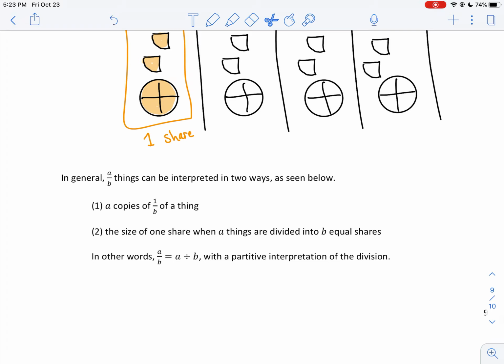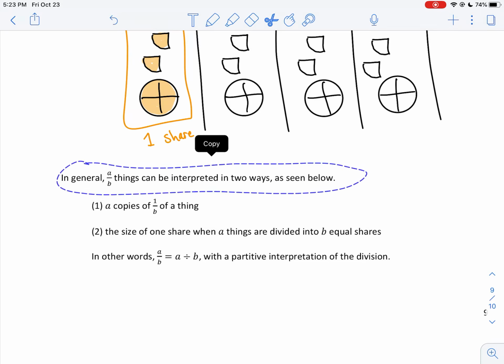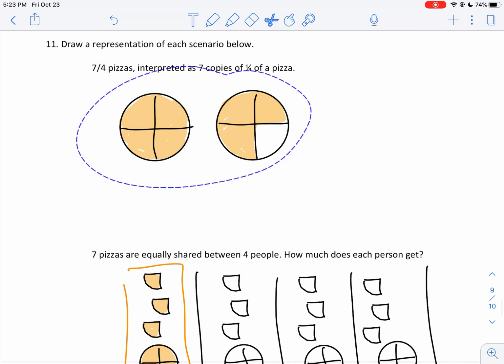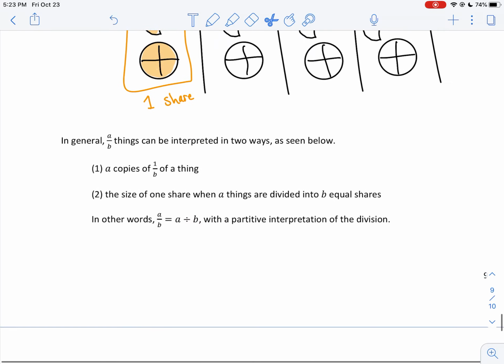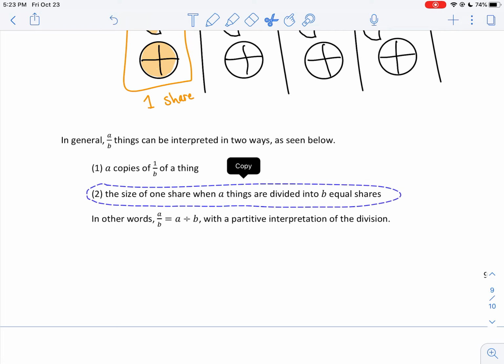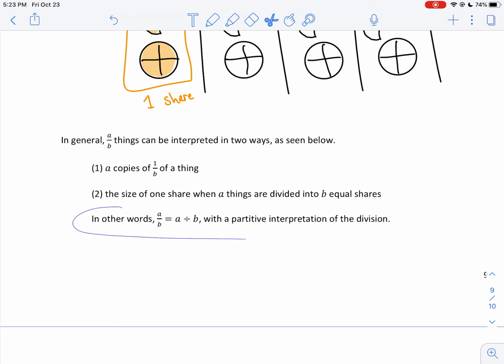So this tells us that there's a connection between partitive division and fractional thinking, in the sense that A Bths means A copies of 1 over B. So in general, A Bths of a thing can be interpreted in 2 ways. One way is A copies of 1 Bth of a thing, which is how I thought of this first scenario, and that's how much pizza it wound up producing. Or when you see a fraction with a numerator of A and a denominator of B, you can interpret that fraction as A divided by B with a partitive interpretation. So in other words, the other way is to think of it as the size of one share when A things are divided into B equal pieces.